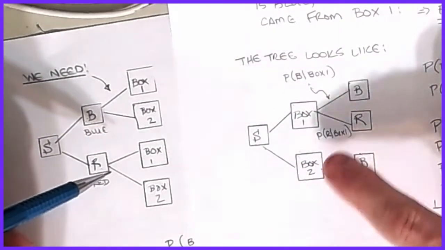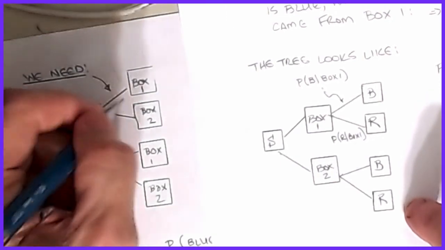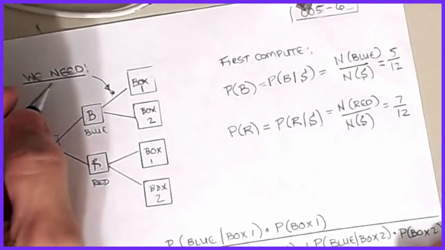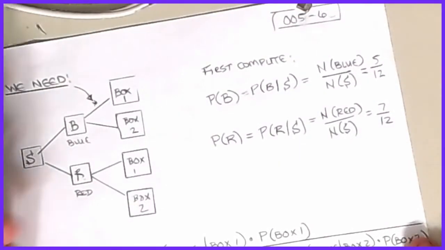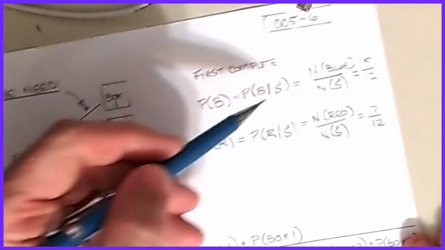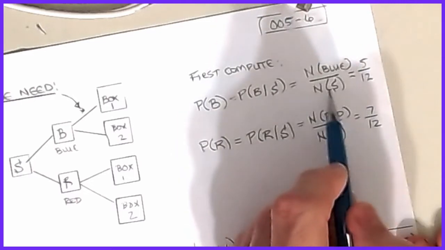If you compare this, here's the original, and this is the one that we're now wanting, and this is the one that has the probability that we want right here. Okay, all right. So first thing that we're going to do is that we need to first compute the probability of it being blue, or that it's blue from the sample space. So all that is the total number of blue marbles over the total number of the sample space.